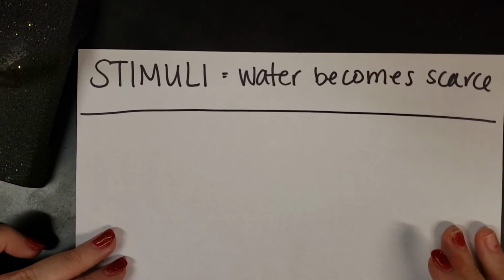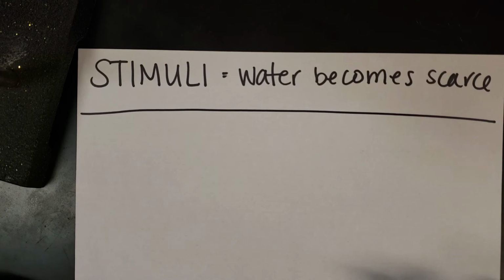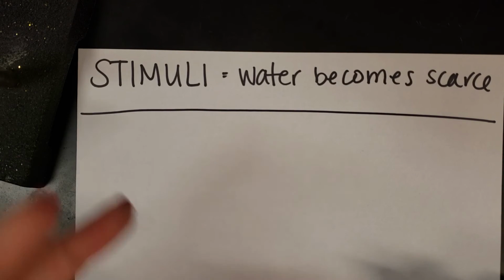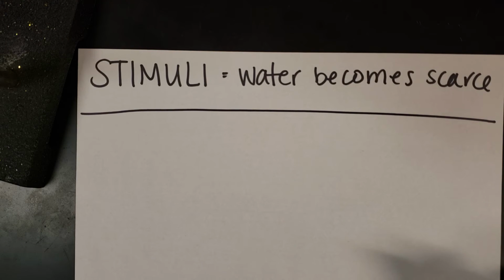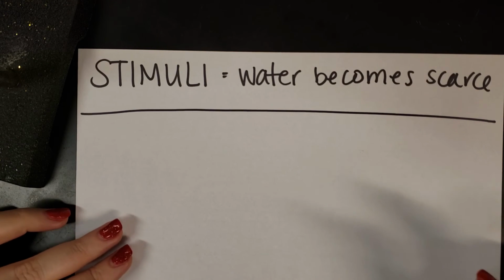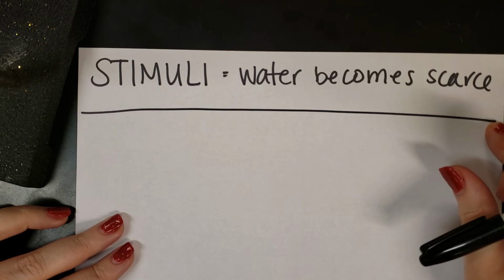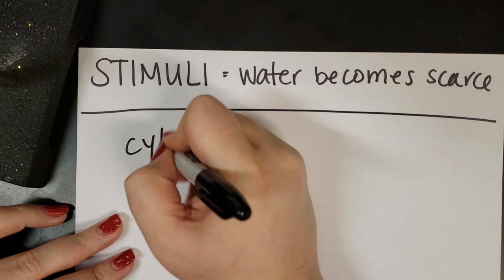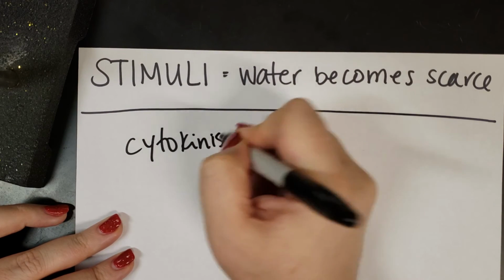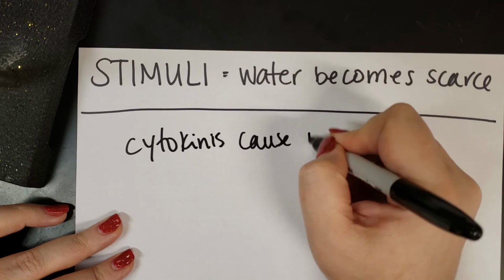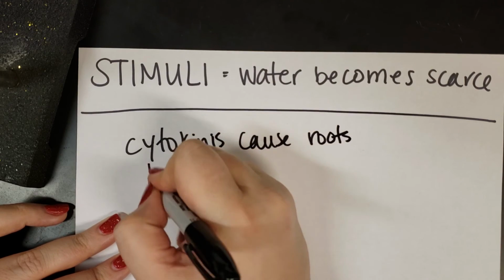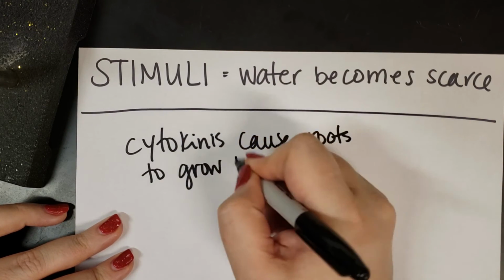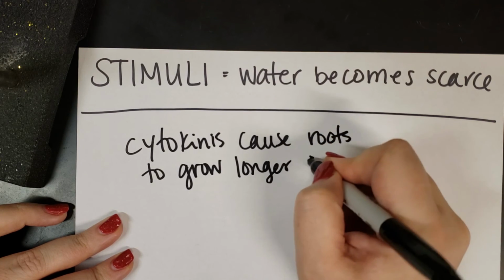All right, so the next stimuli is if you forget to water your plants, or you have a plant in a place that doesn't get rain all the time, this is water becomes scarce, or there's not enough. All right, so what happens here is the cytokinins cause the roots to grow longer and wider.